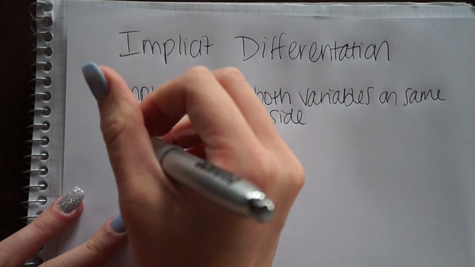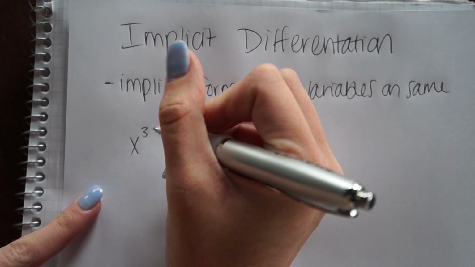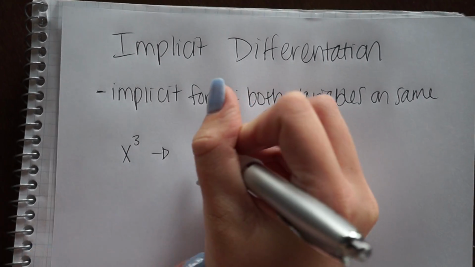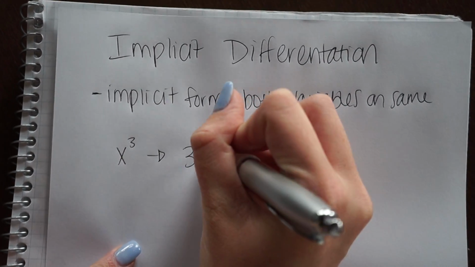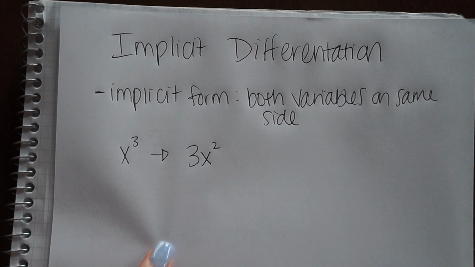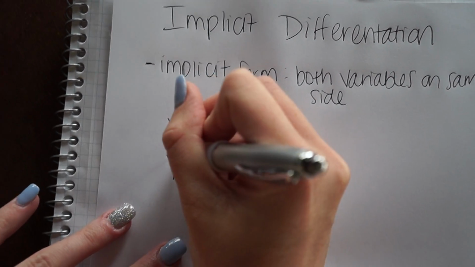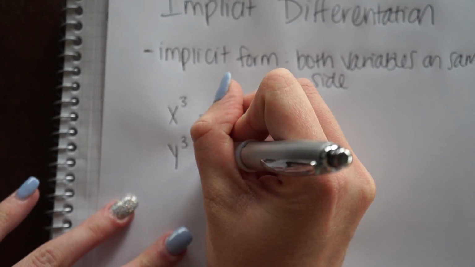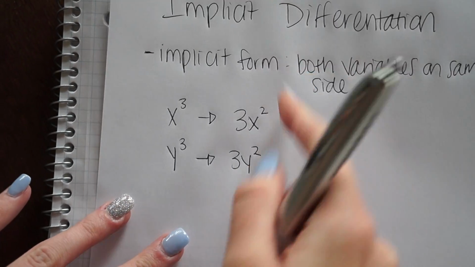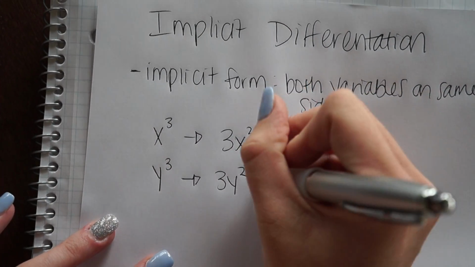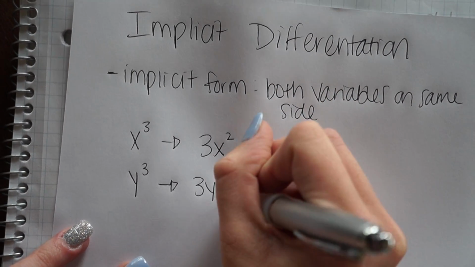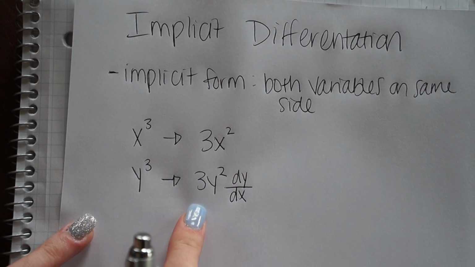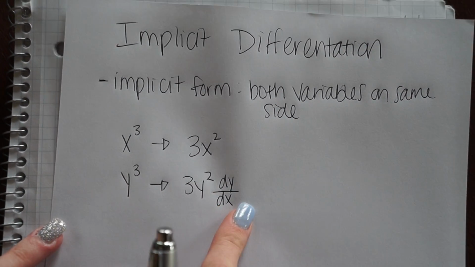So let's start with an example. Let's just say we have x cubed. In order to take the derivative of this, we would just use our power rule and go 3x squared. Now, implicit differentiation would be something that you would have to use to take the derivative of y cubed. In order to do this, it's going to be 3y squared. The same basic power rule applies, but we're taking the derivative of y with respect to x. So it's important to include that in the equation as you're taking the derivative when there's a y in there.